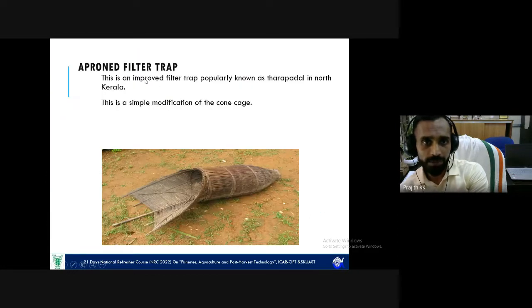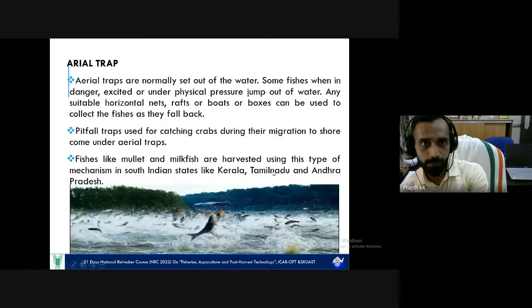Then you can see another type of filter trap, the apron kind of one. This is from Kerala. You can see this is a wide opening. It is normally operated opposite to the water current. So water will be moving like this, and all the catch will be concentrated in the end of the trap.